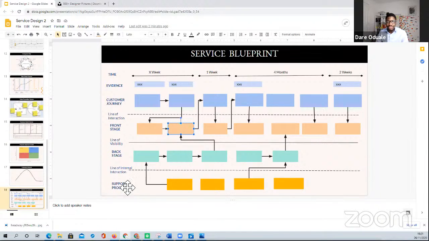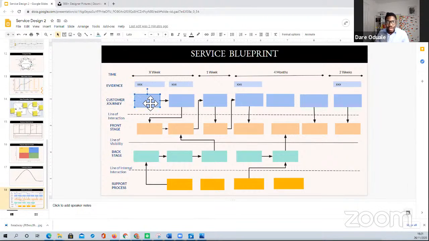Then you now have the support processes that you pretty much work with as well. So they have to support this, even the backstage as well, because even the backstage has its own supports behind it. So now there's something I skipped at the beginning, which was the evidence.